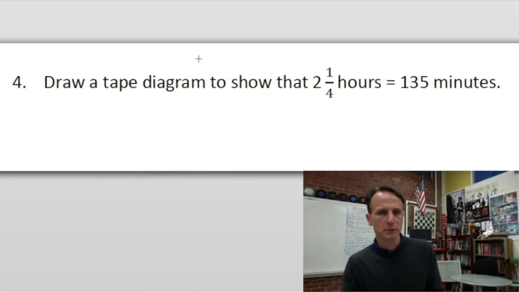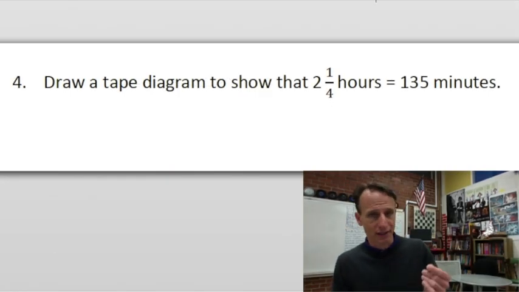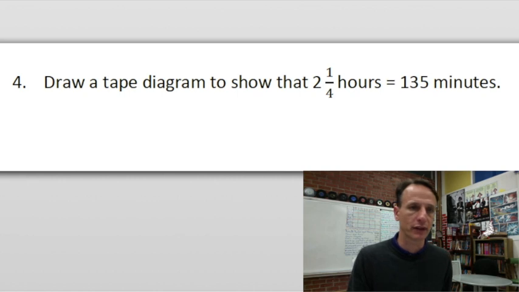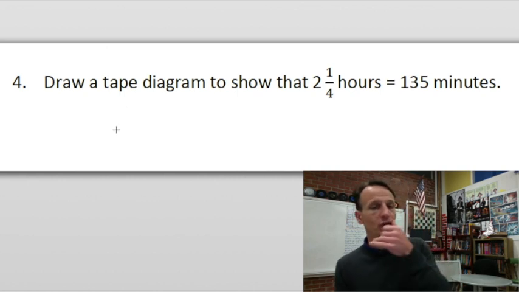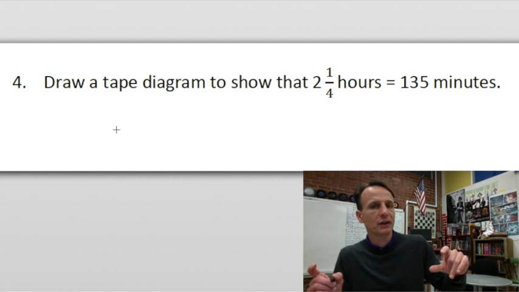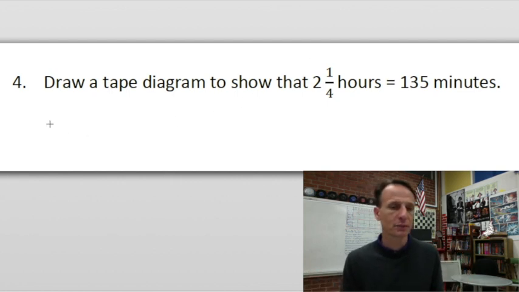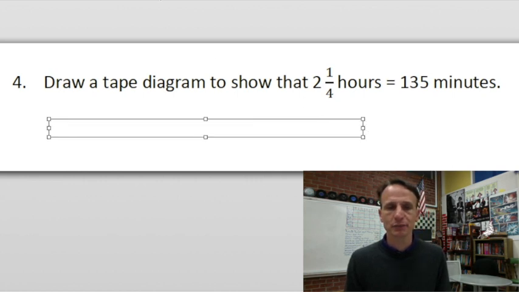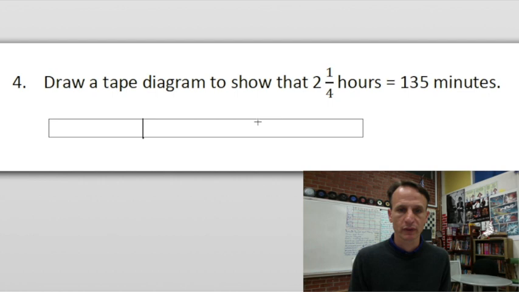Yay! And number 4 instructs us to draw a tape diagram to show that 2 1/4 hours equals 135 minutes. Okay, we can do that. All right. So just as we did before, because the value is over 2, we're going to draw it out to 3 hours in our tape just to give it a little breathing space, same as we do on a number line. All right, so there's our tape diagram, and we're going to divide it into 3 parts. So we'll draw 2 lines in there to make 3 hours. And go back and make these just a little heavier.